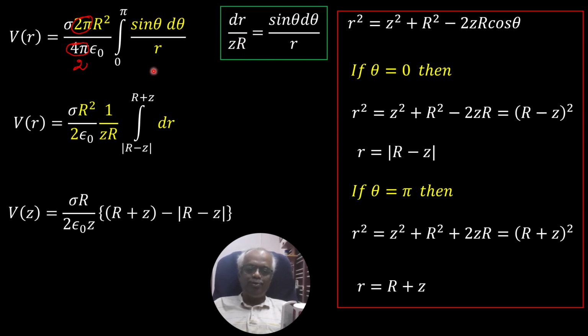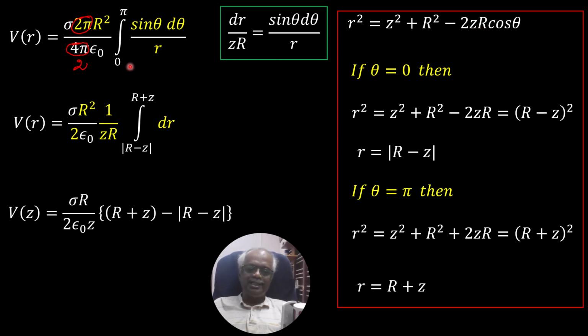Now 1 over z r, I am bringing it out because this does not depend on small r, and I am keeping this dr inside the integral, and I have to change this limit also. This limit is for theta, so 0 to pi. Now we have to change the limit. We have seen r squared from cosine law. R squared is equal to z squared plus capital R squared minus 2z capital R cos theta.